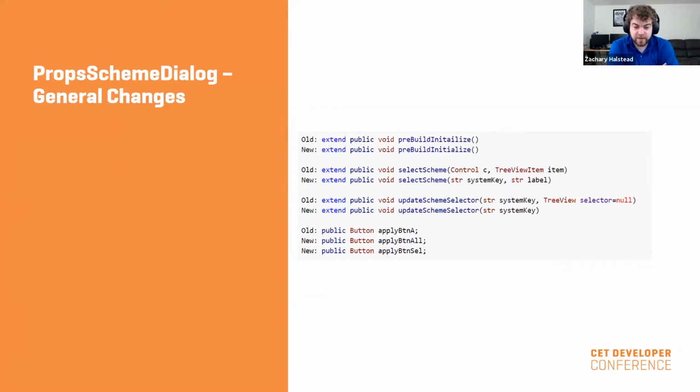And then we have update scheme selector. This used to take in a tree view selector. Now it no longer does. And then we have the apply button A that used to exist. Now it has been replaced with apply button all and apply button select fields. So if you're using apply button A, you'll want to make sure you aren't using that anymore, or switch to the apply button all. I believe that's what replaced it.